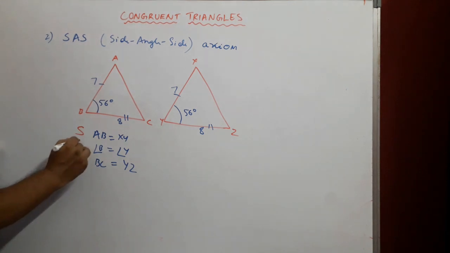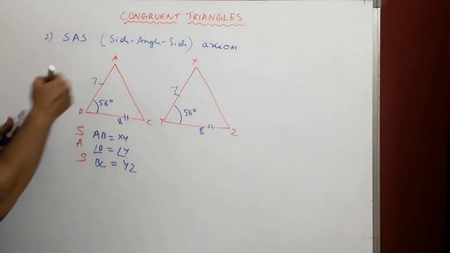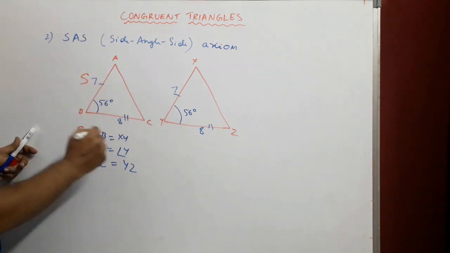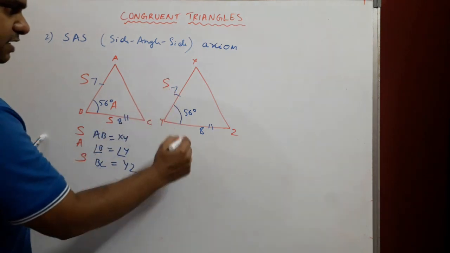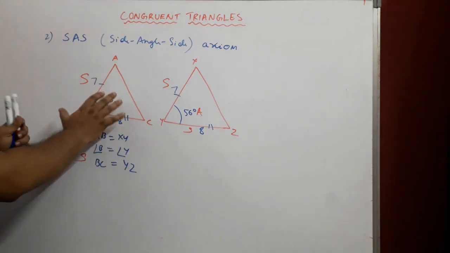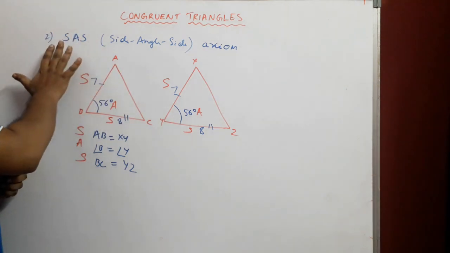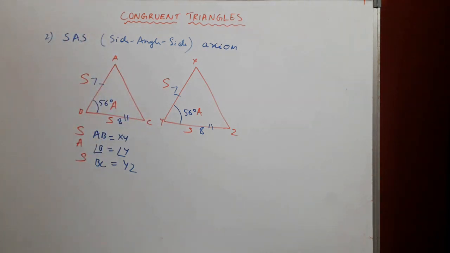Side, angle, side. Okay. So over here, side, angle, side. Fine. This is how an SAS axiom looks, and using the SAS axiom we can say that the two triangles are congruent.